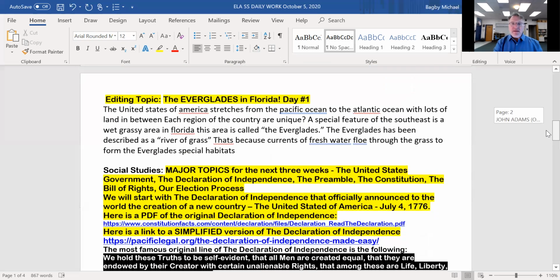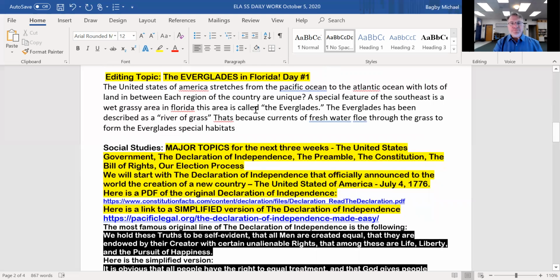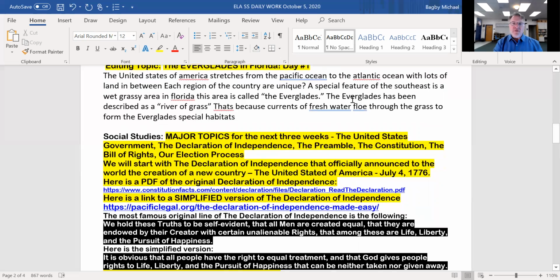Brand new editing topic. Again, you'll learn something from these. It's the Everglades right here in Florida, and how the Everglades is important and what they are. And then you have to correct all the mistakes.